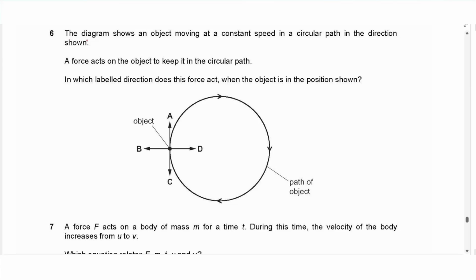Question 6 says the diagram shows an object moving at constant speed in a circular path in the direction shown. A force acts on the object to keep it in a circle. So the direction of the force or the resultant force on an object moving in a circle with constant speed should always be towards the center. So the answer is D.